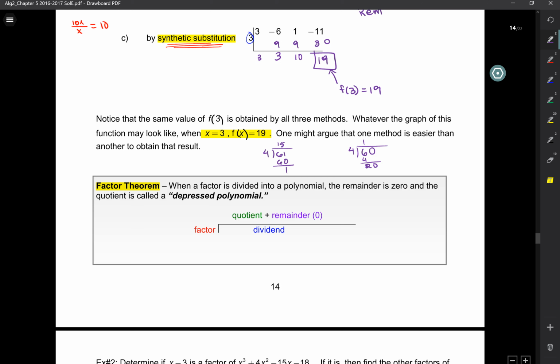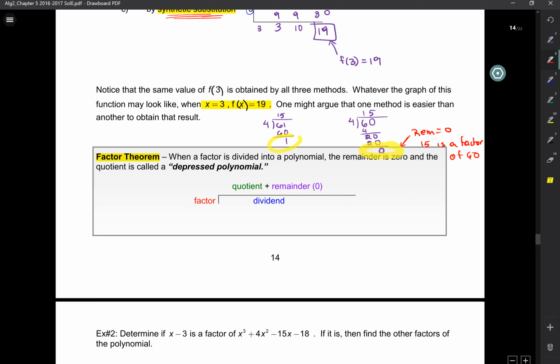I have 20. 4 goes into 5.25 times 20. The remainder is 0. All right, so what does it mean that the remainder is 0 here, but the remainder is 1 here? Well, in this case, the remainder is 0 because 15 is a factor of 60.